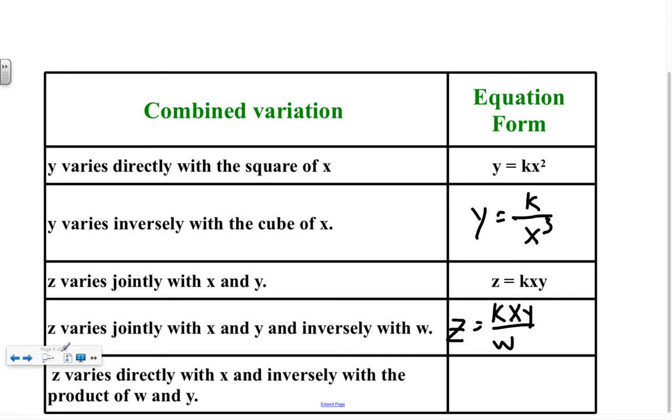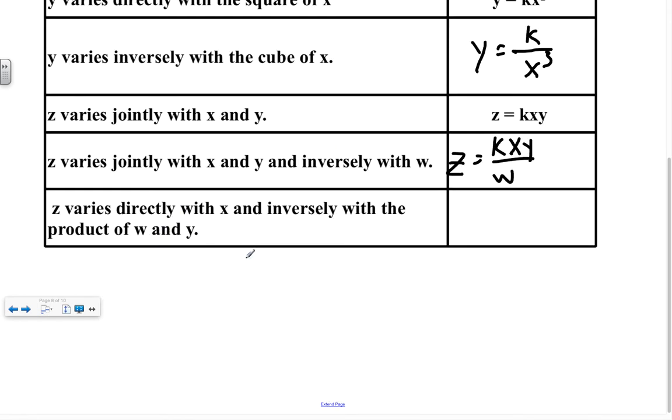Okay, and then this one here, z varies directly with x and inversely with the product of w and y. So we have directly with x, directly means to multiply, so we have our constant of variation, k, x, and inversely means to divide with the product, which means to multiply also, of w and y. So divided by wy.